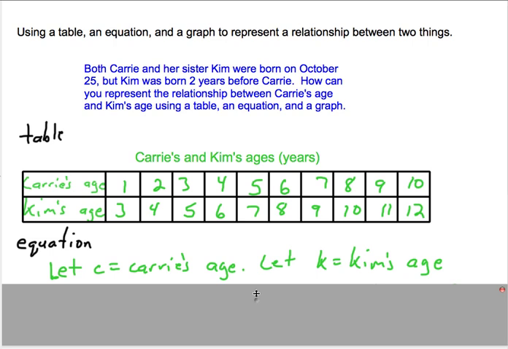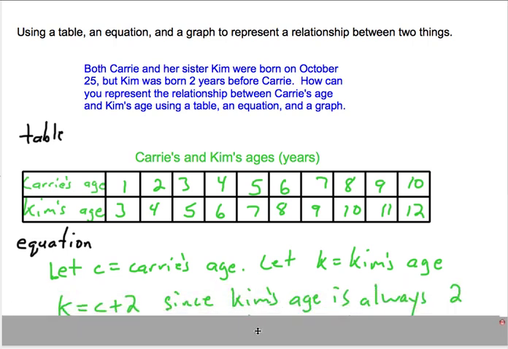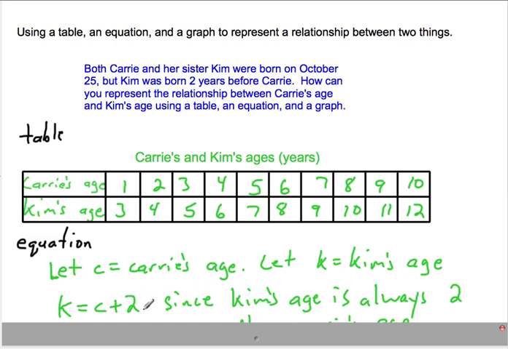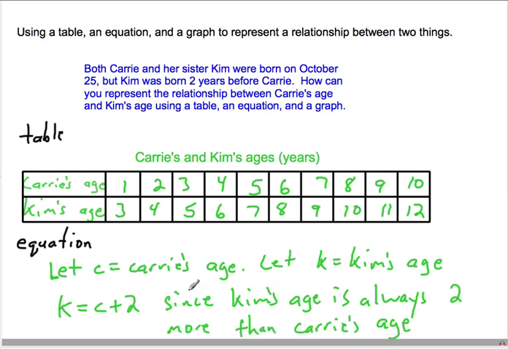And then using those two letters, we can show a relationship with an equation. So I wrote k equals c plus 2, since Kim's age is always 2 more than Carrie's age. So Kim is always c plus 2. So we can say when Carrie is 1, that's c, Kim is 3. 1 plus 2 is 3. When Carrie is 7, Kim would be 7 plus 2, or 9. So that's an equation that shows the relationship between Carrie and Kim's ages.